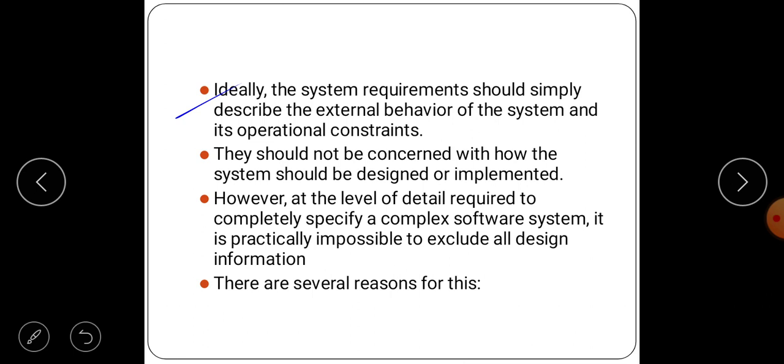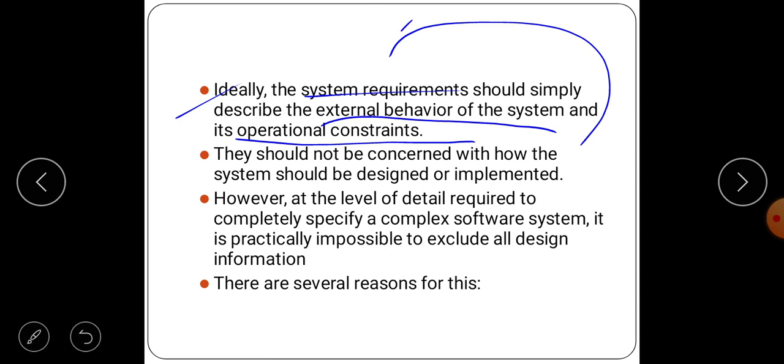Okay, next, ideally the system requirement should simply describe the external behavior of the system and its operational constraints. Means what should the system requirement contain? Nothing but the external behavior of the system and the operational constraints, nothing but operational limits. They should not be concerned with how the system should be designed or implemented.